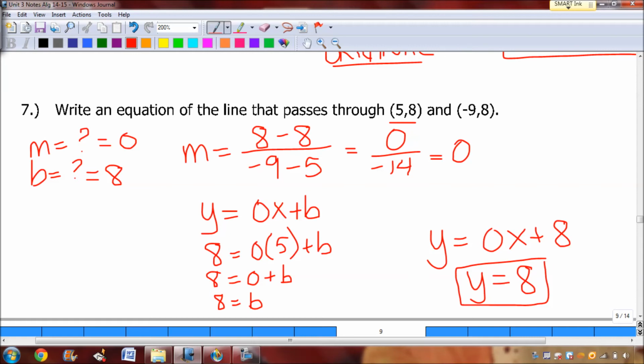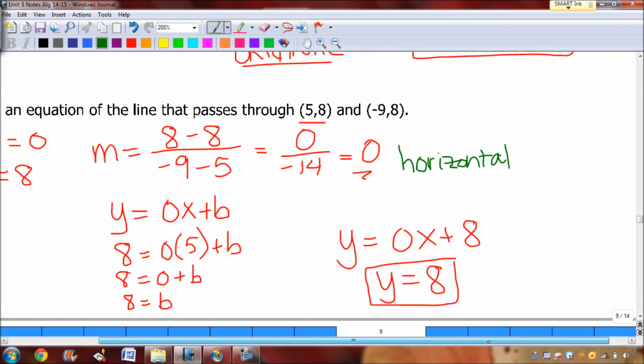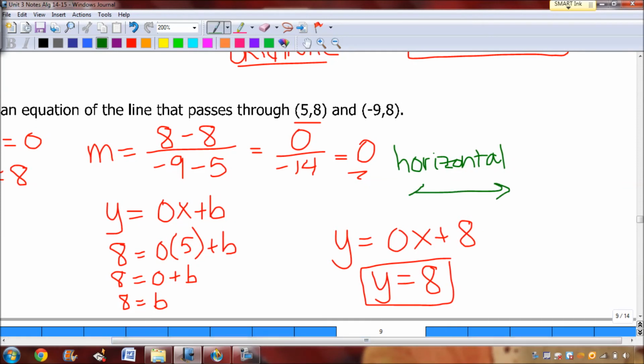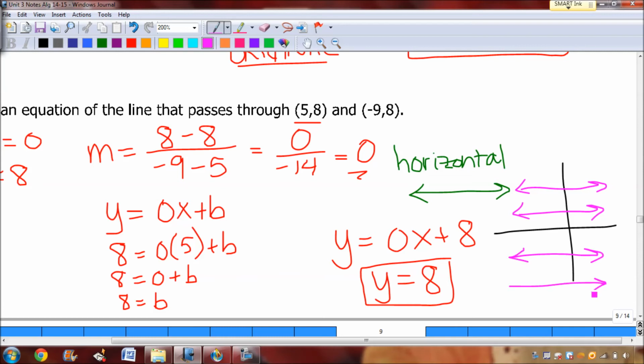Now, here's what you have to understand in this specific question or any question where the line has a slope of 0. Once you get to this point, you should automatically know that this is a horizontal line because the slope is 0. Now, any horizontal line will look like this, right? So if your graph looks like this, any one of these lines is considered a horizontal line, and any one of these lines has a slope of 0.